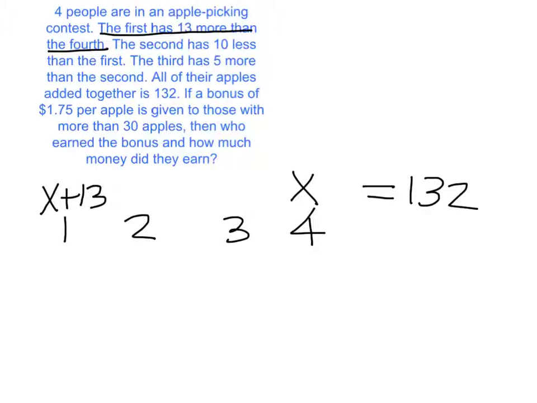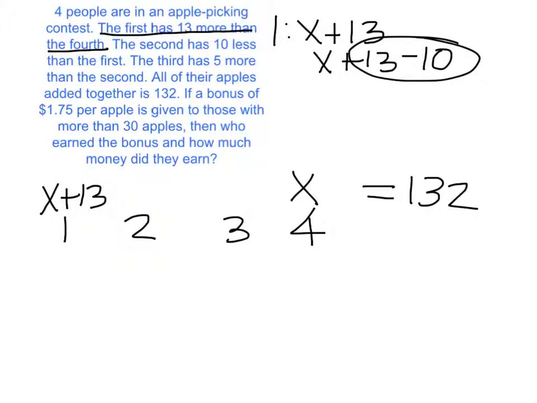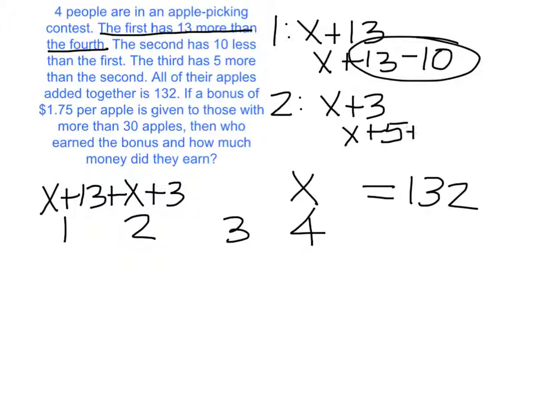The second has 10 less than the first. Here's the first, X plus 13. And if I take away 10 from that one, what do I have left? We have 3, right. So if we simplify that, we get 3. So X plus 3 goes in there. The third has 5 more than the second. The second is X plus 3. If I add 5 to that, what do I have? 8. So it's X plus 8.